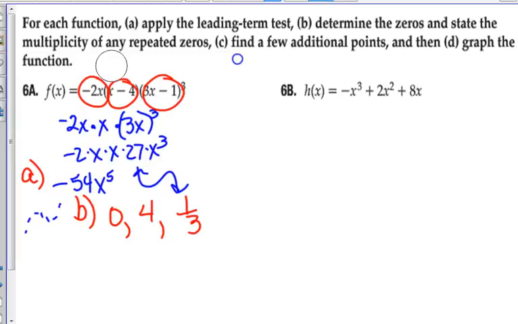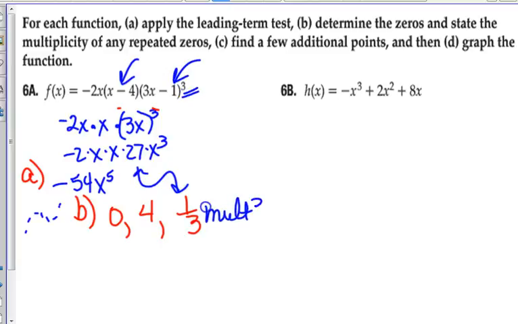Now, I need to know their multiplicity. Was there an exponent power on that plain old x? No, so it's just multiplicity 1. What about this guy? It's also just multiplicity 1, but this one is multiplicity 3. All right, C says find a few additional points. That's what you have a graphing calculator for. Back in my day, we had to plug in some numbers and find additional points.